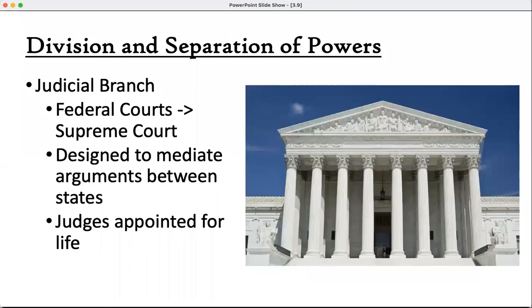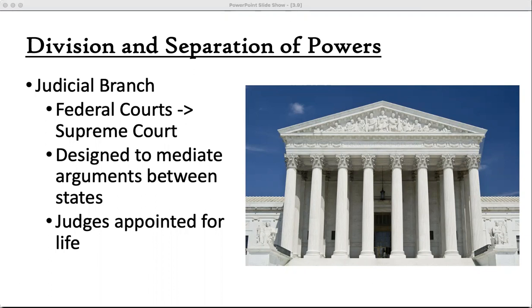All right. Division of powers. Let's talk about the judicial branch, a branch of government which has gotten a lot of attention recently. So, Section 1 talks about the federal court system. And what most people think of when they think of the federal courts is the Supreme Court. There's not a lot of time spent on Article 3, honestly. It says Congress establishes federal courts, judges get paid.